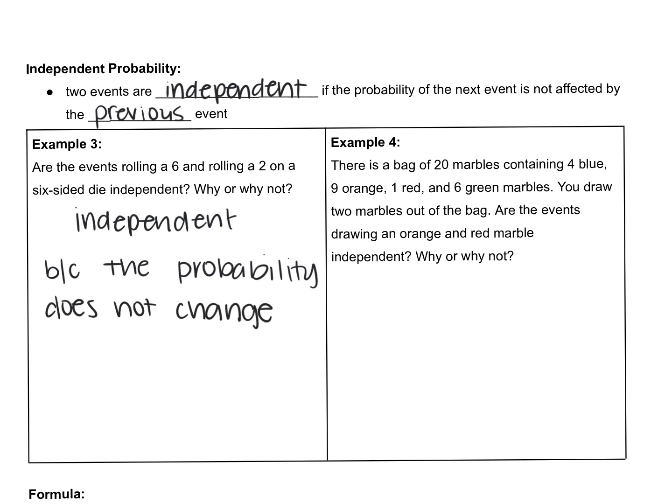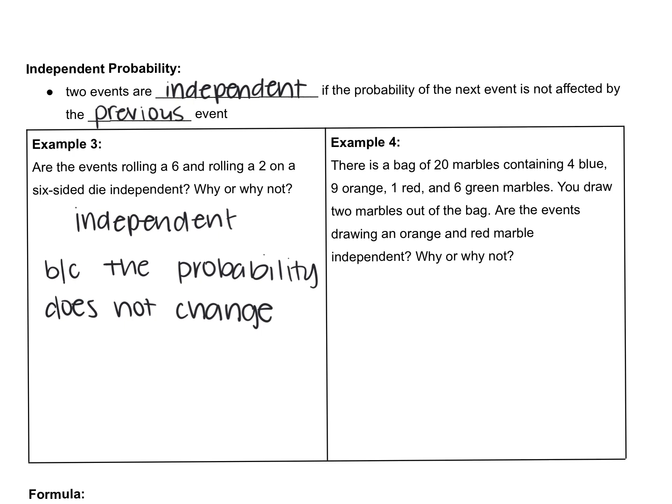In our second example, we have a bag of 20 marbles. There are 4 blue, 9 orange, 1 red, and 6 green. We want to draw 2 marbles out of the bag, and we want to know if the events of drawing an orange and a red marble are independent, why or why not.